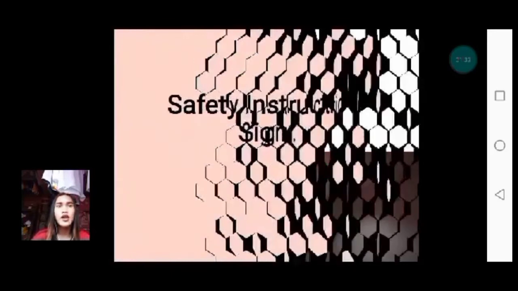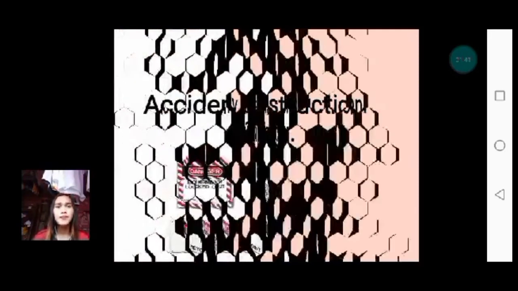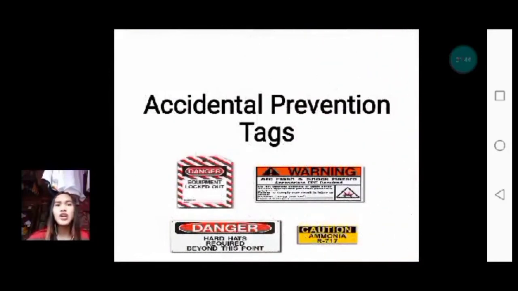Next is the safety instruction sign. And the first sign of safety instruction is accident prevention tags. When we say accident prevention tags, there are different signs, which are the caution, warning, danger, and equipment must lock. This indicates all the warnings to keep us informed.